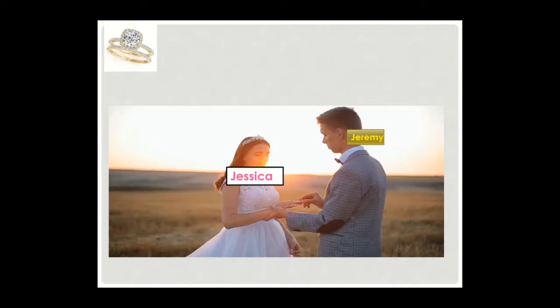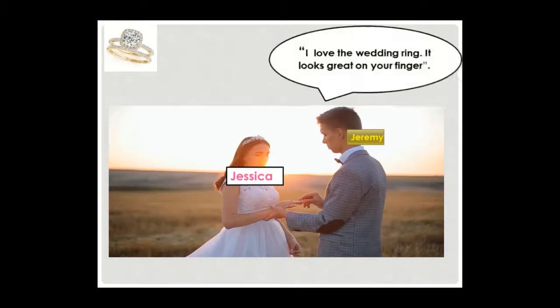If you look at this picture, what do you see? Here we have two people, a girl and a boy, Jessica and Jeremy. They are newly married. These two people are talking about the ring up there. Can you imagine the dialogue between these two people? What might be the dialogue? So this is the dialogue.